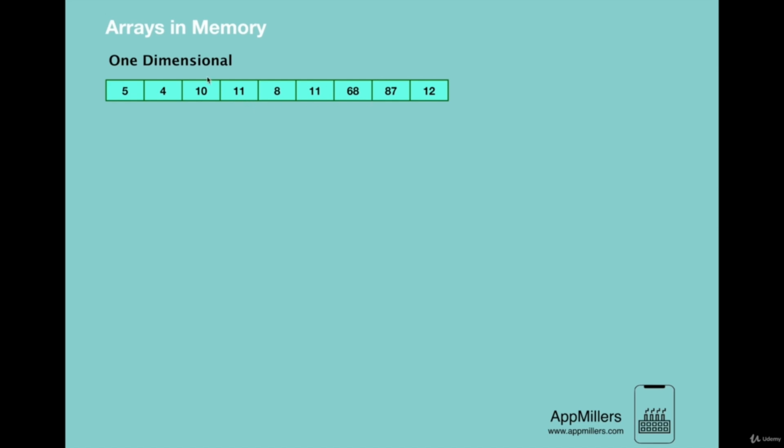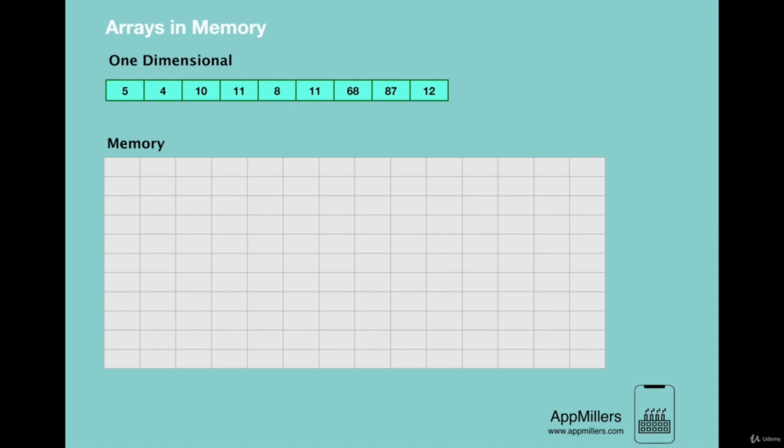And the index of elements starts from this 0. Now let's see how it is stored in RAM. Let's say this is our RAM, which is random access memory. So when we initialize an array of 9 elements, the compiler allocates 9 contiguous cells in memory like this.